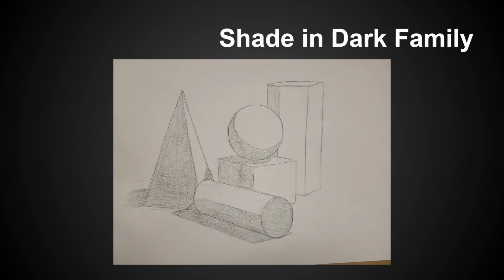Then I go in and I shade the dark family all one value. I know there's a difference between the value, say, underneath the cylinder and the value that's the face of the pyramid. One of those is darker and one of those is lighter, but right now I'm just making them one solid value. And that'll hopefully help your drawings kind of pop a little bit. Then we can move on to our next drawing.